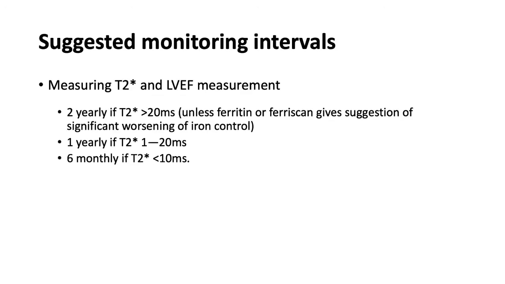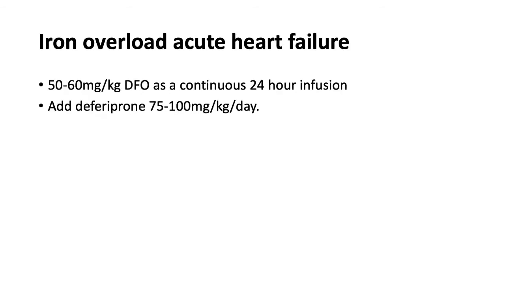I think Maciek's probably talked about this already, but in terms of suggested monitoring intervals with a T2 star: if someone's got a T2 star greater than 20, where there's no significant cardiac iron, we would generally do it 2 yearly, unless any ferritin measurements in the interim, or a Ferriscan done by itself, suggest that the patient's iron control has worsened, and then you may want to do one in the interim. 1 yearly if the T2 star is, sorry, that's a typo, it should be 10 to 20, and 6 monthly if the T2 star is less than 10.